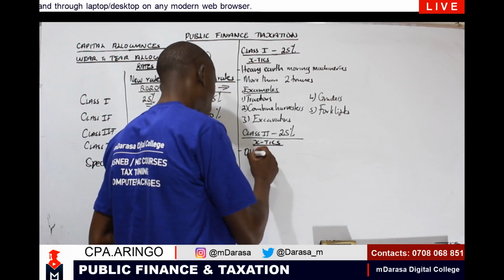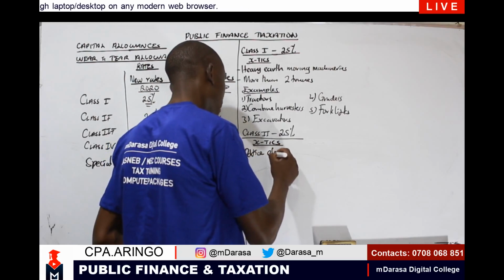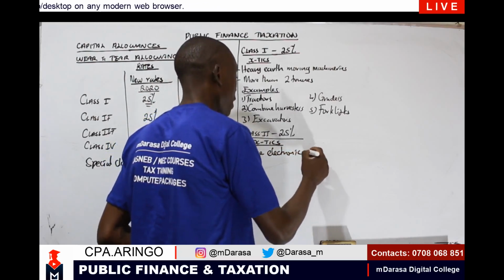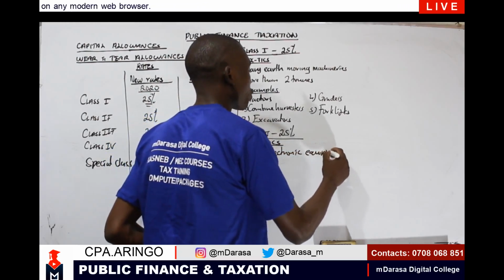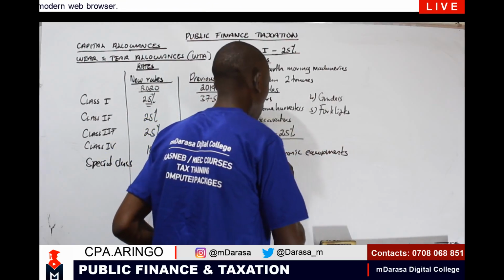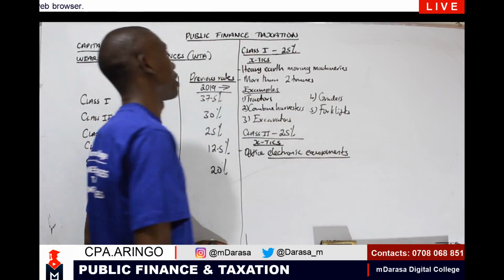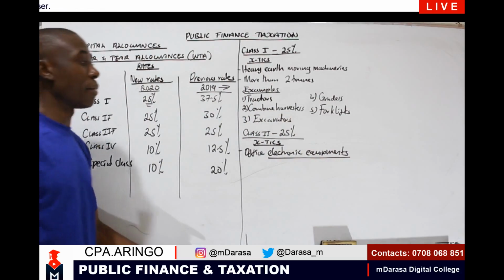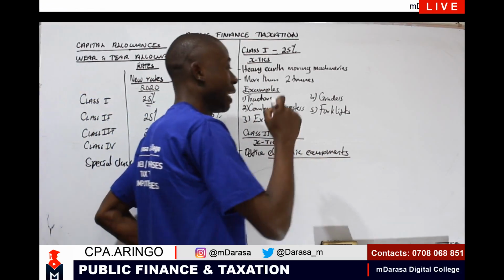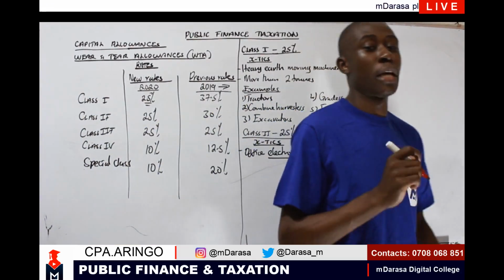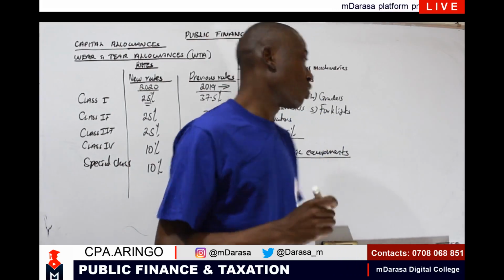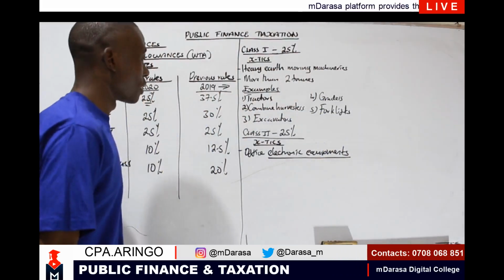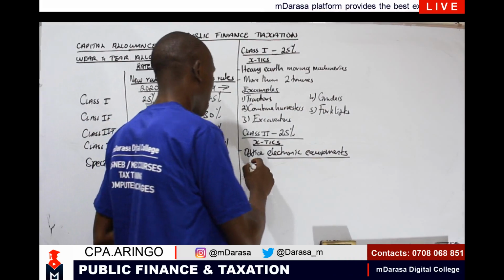Office electronic equipments. The key word here, my good students, is electronic equipments. So, in this case, examples of this item will include what?